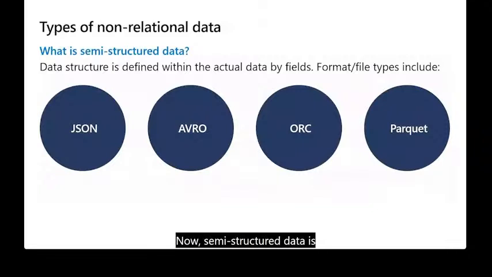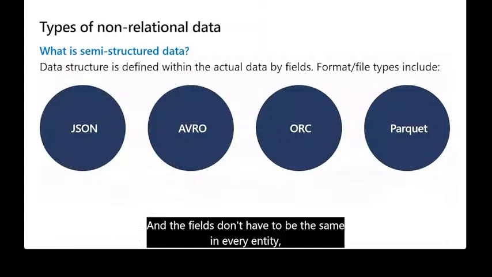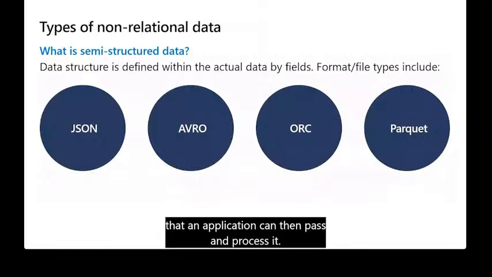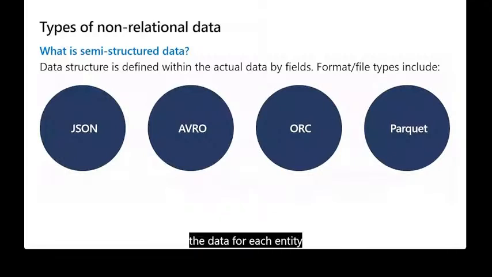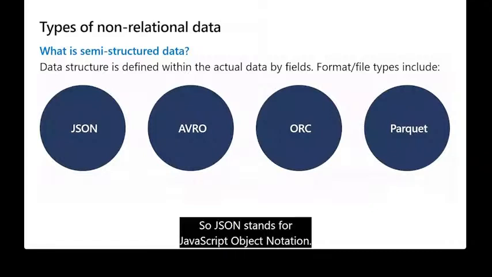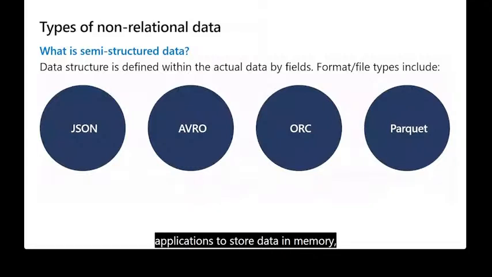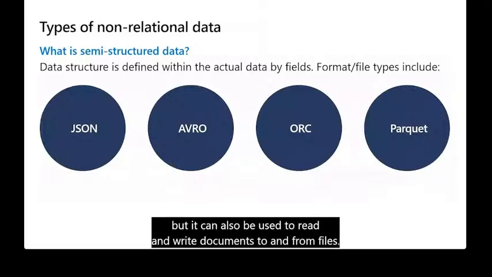Now, semi-structured data is data that contains fields, and the fields don't have to be the same in every entity. So you only define the fields that you need on a per entity basis. The data must be formatted in such a way that an application can then parse and process it. And one of the more common ways of doing so, to store the data for each entity and fetch it, is using JSON. So JSON stands for JavaScript Object Notation. It's a format that's typically used by JavaScript applications to store data in memory, but it can also be used to read and write documents to and from files.